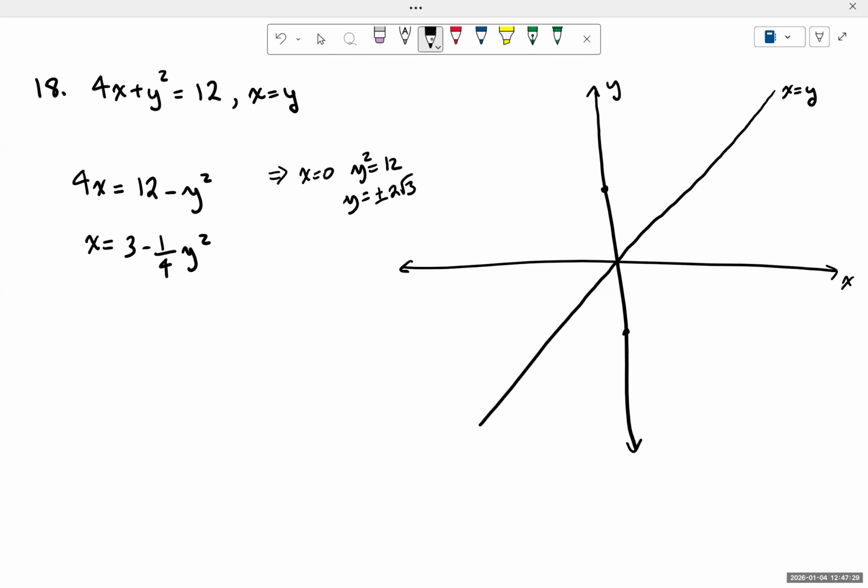And then what happens when y equals 0? So y equals 0 is on the x-axis, right? So that would be y equals 0. That's going to give me 4x equals 12, or x equals 3. All right, so we're here, and that, plus knowing that it looks like a parabola, is enough to sketch my curve.